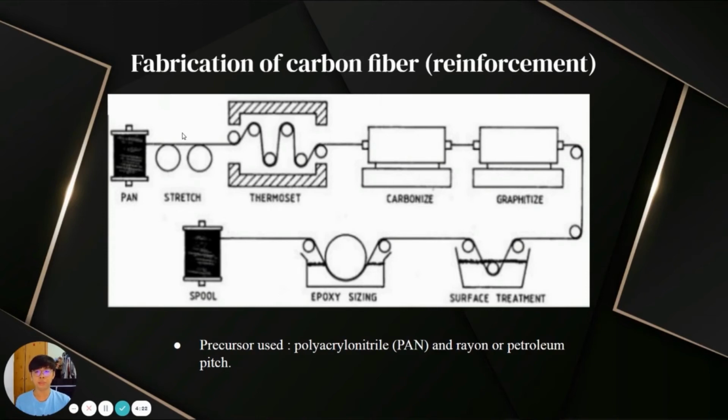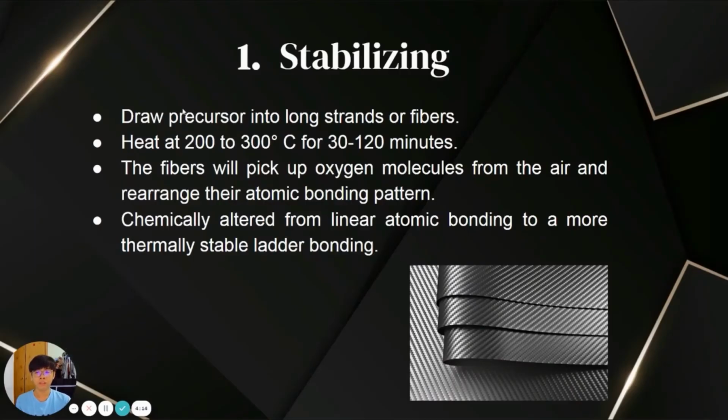The process is split into a few parts: stabilizing, carbonizing, surface treatment, and sizing. The first part of this fabrication method is stabilizing. The precursors will be drawn into long strands or fibers and then heated at 200 to 300 degrees Celsius for 30 to 120 minutes. This causes the fibers to pick up oxygen molecules from the air and rearrange their atomic bonding pattern. The fibers will be chemically altered from linear atomic bonding to a more thermally stable ladder bonding.